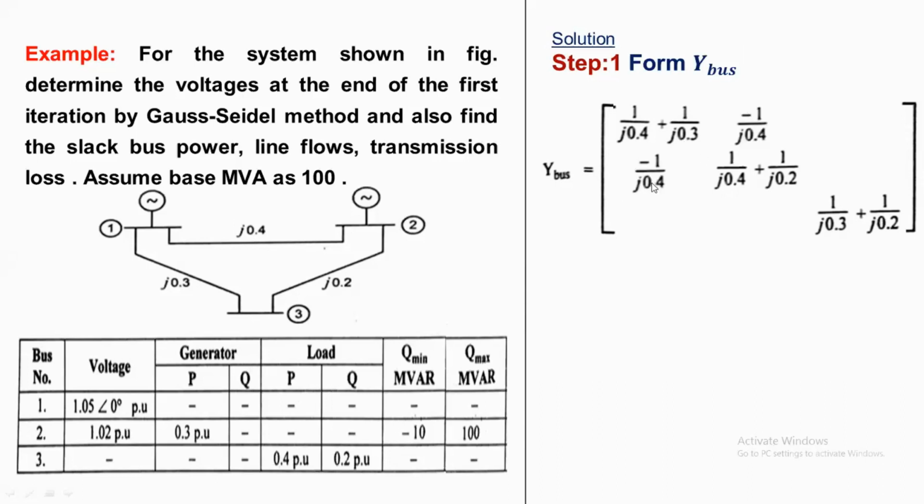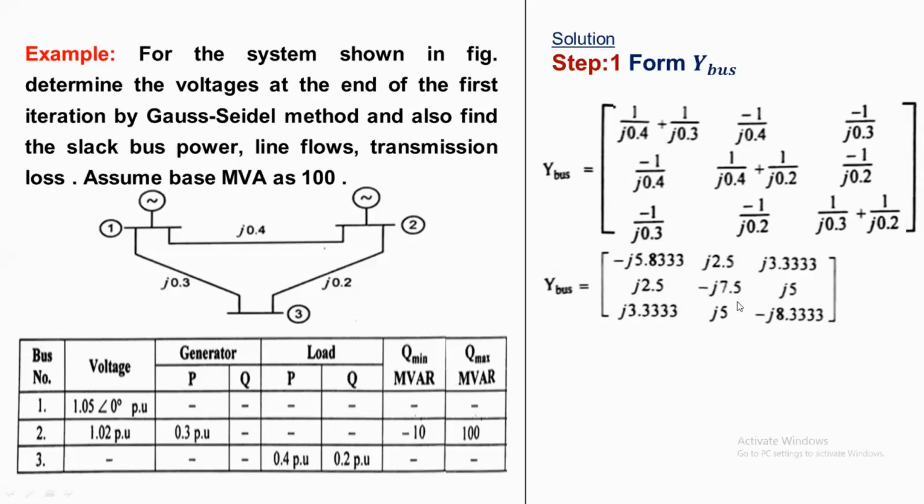This matrix is a symmetric matrix, so Y12 is equal to Y21. Then Y13 is minus 1 divided by j0.3. Y13 is equal to Y31. Then Y23 is minus 1 divided by j0.2. Y23 is equal to Y32. Then using the calculator in complex mode, simplify these terms, and you get the Y-bus matrix like this.